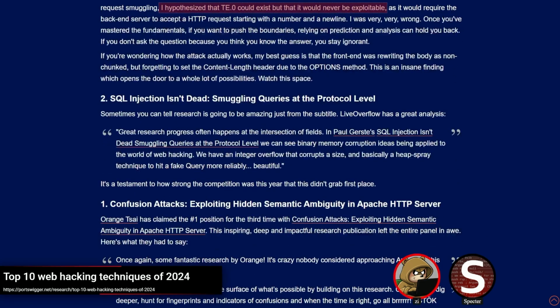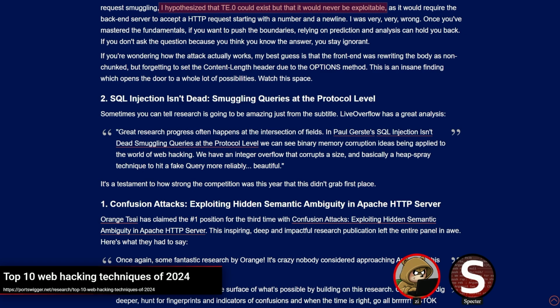Definitely check it out. Next, SQL injection isn't dead: smuggling queries at the protocol level. This was a DEF CON talk that I talked about when we were covering interesting DEF CON talks. It wasn't its own dedicated topic, but we covered it at that point. It was one of my favorite talks from DEF CON, so it definitely deserves to be here.